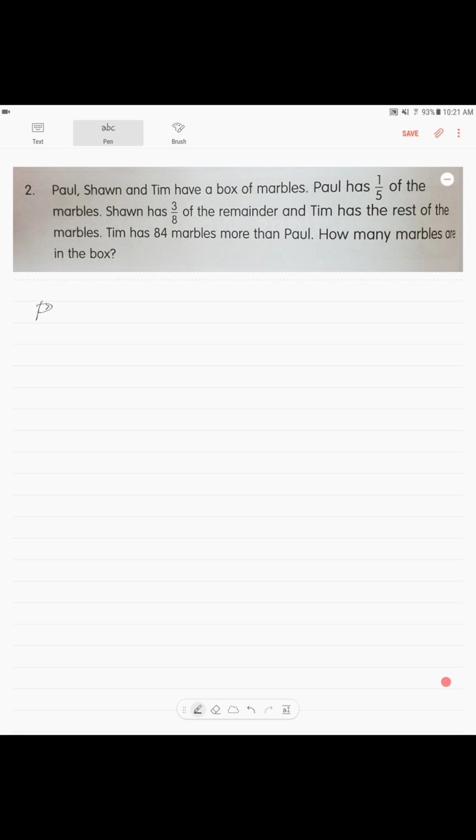So we talk about total marbles. Total marbles is going to be our 5 units. So this is Paul. This is the remainder. So we can draw our remainder again. Pay attention, this thing and this thing are the same size, right? Now we talk about the remainder. The remainder was split between Sean and Tim, right? Sean has 3/8 of the remainder, and Tim has the rest of the marbles.